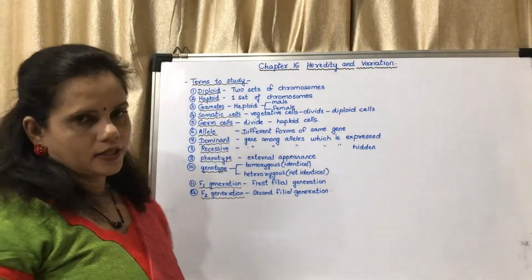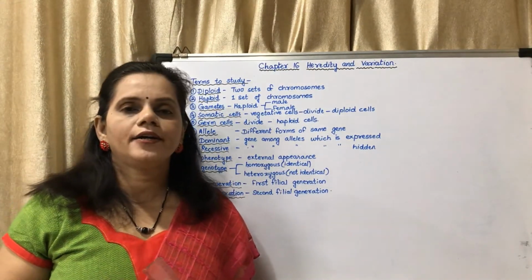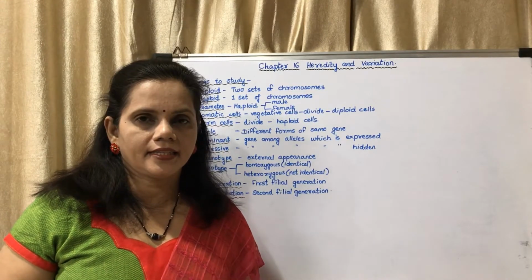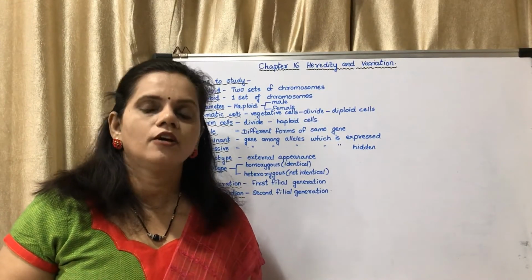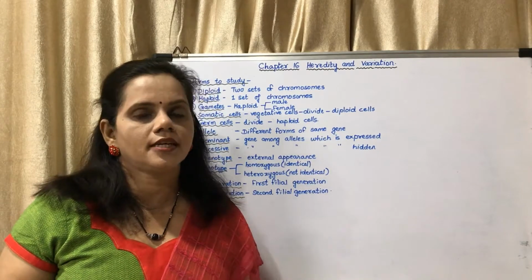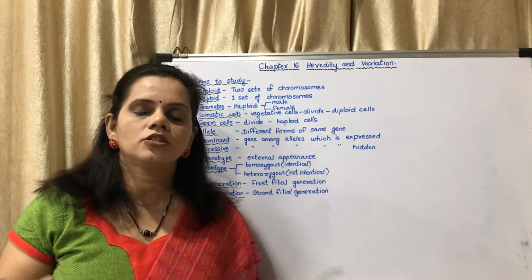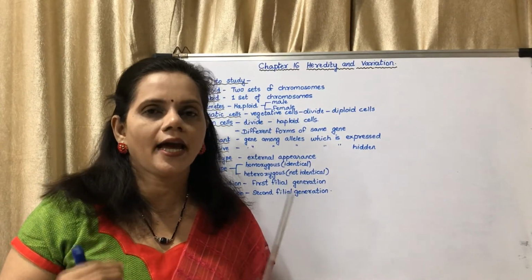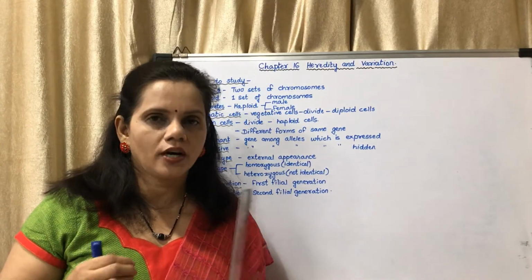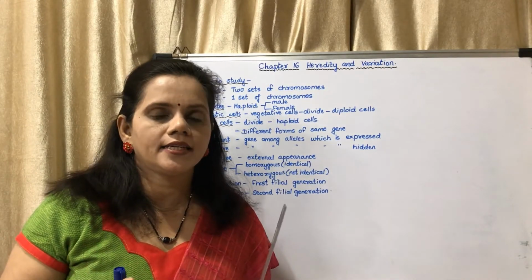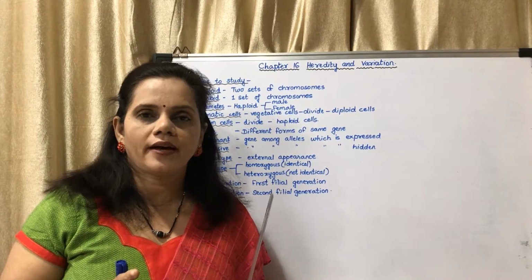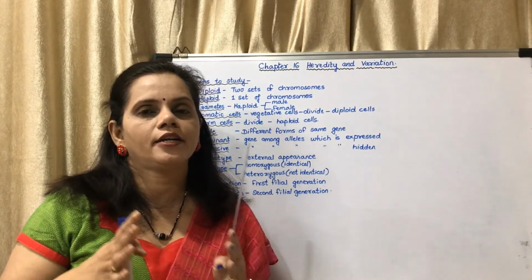Next is dominant. Now, I told you that for each and every characteristic there are two genes. Why are there two genes? Because there are two chromosomes. So consider a characteristic, height. Your height is a characteristic which you have carried on from your mother and your father.